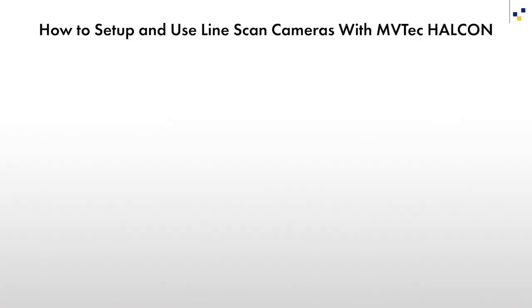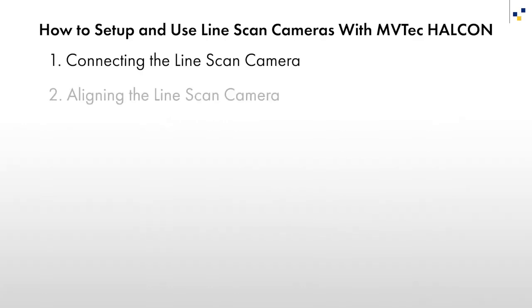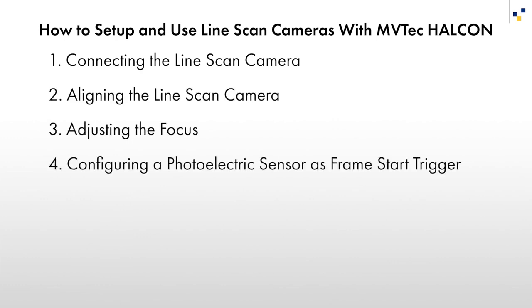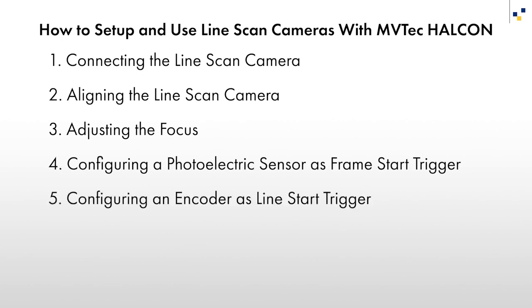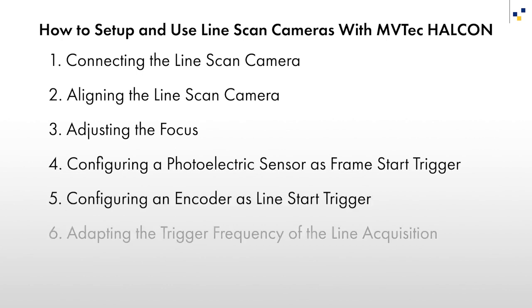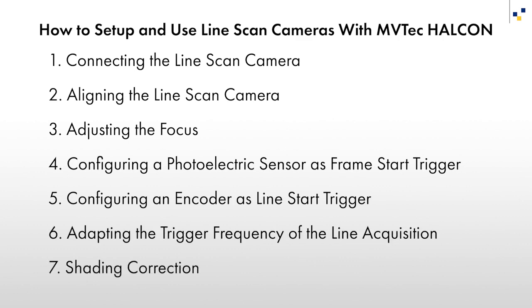This tutorial will cover the following steps: connecting the line scan camera, aligning the line scan camera, adjusting the focus, configuring a photoelectric sensor as frame start trigger, configuring an encoder as line start trigger, adapting the trigger frequency of the line acquisition, and finally, shading correction.